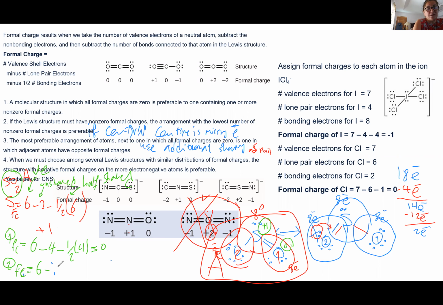6 valence electrons minus 6 unshared electrons minus 1/2 of 2 shared electrons gives me -1. So the formal charge for oxygen 2 is -1. So -1 + 1 + 0 is overall 0 charge for SO2. For the other structures, same thing, you can practice.